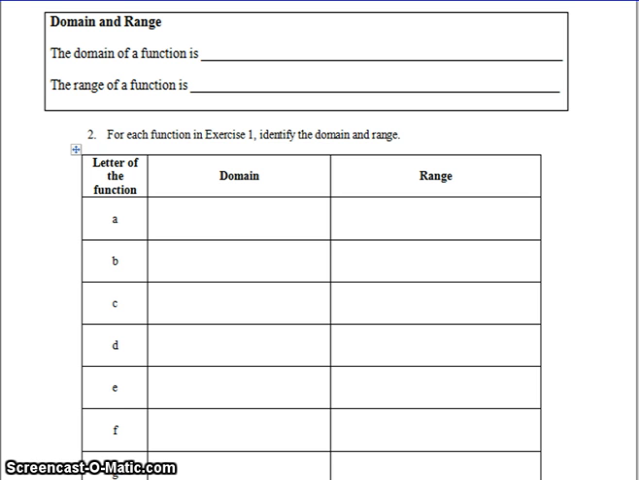Alright, now we're going to talk about what domain and range is. The domain of a function is all the x values, or the input. The range of a function is all the y values, or the output.